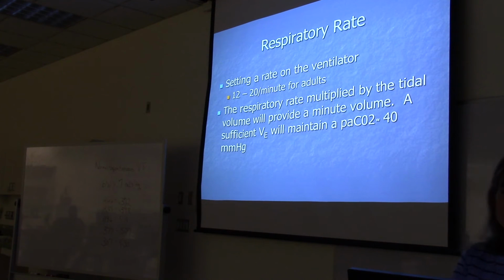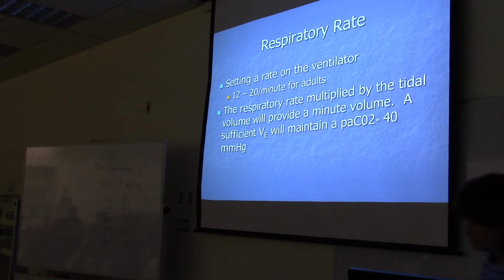All right, the next setting is respiratory rate. It tells you a normal respiratory rate for adults is between 12 and 20 breaths per minute. A respiratory rate multiplied by the tidal volume will provide a minute volume. We talked about that already. A sufficient minute volume will maintain a PaCO2 of about 40 millimeters of mercury.